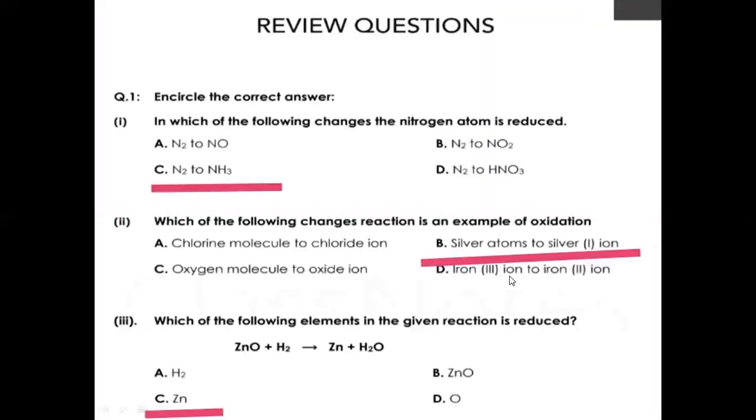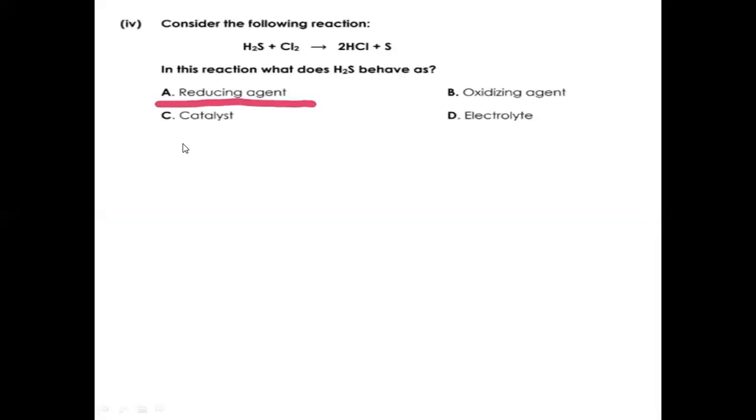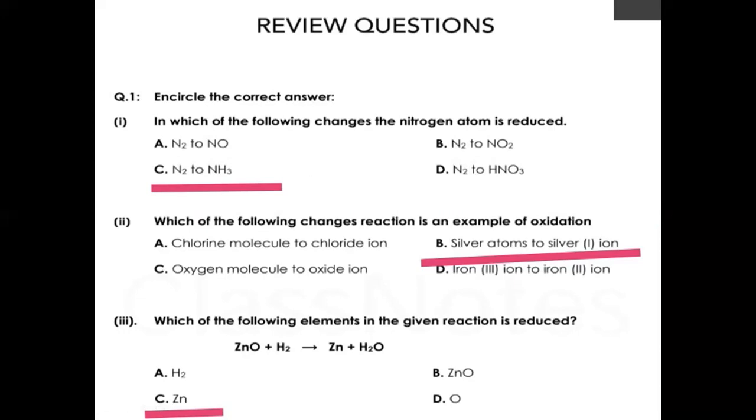Then coming towards the exercise, the first question is MCQ: encircle the correct answer. In which of the following changes is the nitrogen atom reduced? Nitrogen atom is reduced means nitrogen's oxidation number decreases. So let us see the oxidation number of nitrogen. You know that the oxidation number of nitrogen is 0 because it is in the elemental form, and in elemental form, the oxidation state of an element is 0.